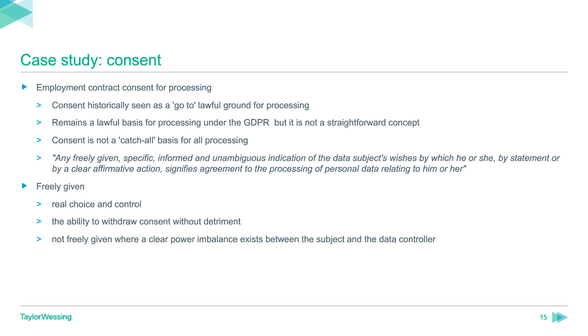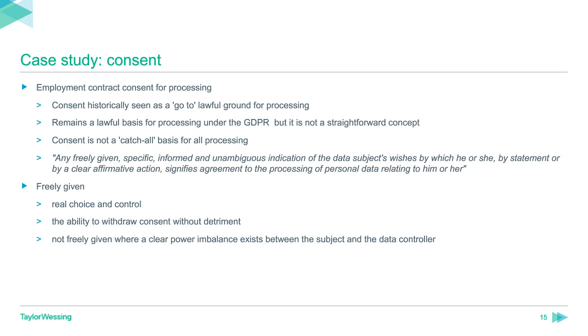The GDPR itself recognises that certain relationships don't lend themselves to free choice and control. In particular, the GDPR points out that consent cannot be freely given and won't provide a valid legal ground for processing where there is a clear imbalance of power between the subject of the information and the controller who's making the decisions about how and why that data is being processed.